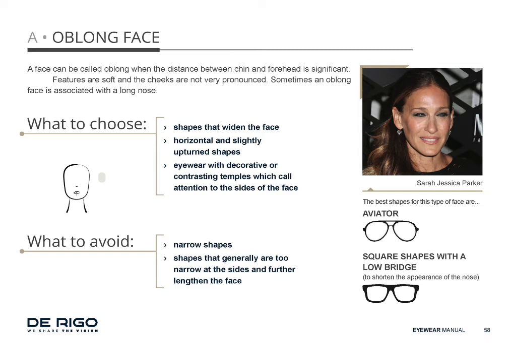An oblong face should choose shapes that widen the face, horizontal and slightly upturned shades, and or eyewear with decorative or contrasting temples which call attention to the sides of the face. They should also avoid narrow shapes and shapes that generally are too narrow at the sides and further lengthen the face. The best shapes for this type of face are aviator and square shapes with a low bridge, to shorten the appearance of the nose.